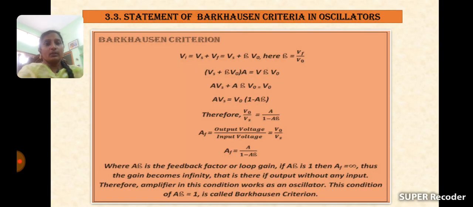And see here, coming to the next topic, the statement of Barkhausen criteria in oscillators. Already I said what is meant by Barkhausen criteria. So here, Barkhausen criteria means what? The product of loop gain must be equal to 1, and the total phase shift around the circuit is equal to 0 or 360 degrees. And see here, coming to the derivation of Barkhausen criteria, initially for any feedback circuit, already explained like this. Once see the diagram.